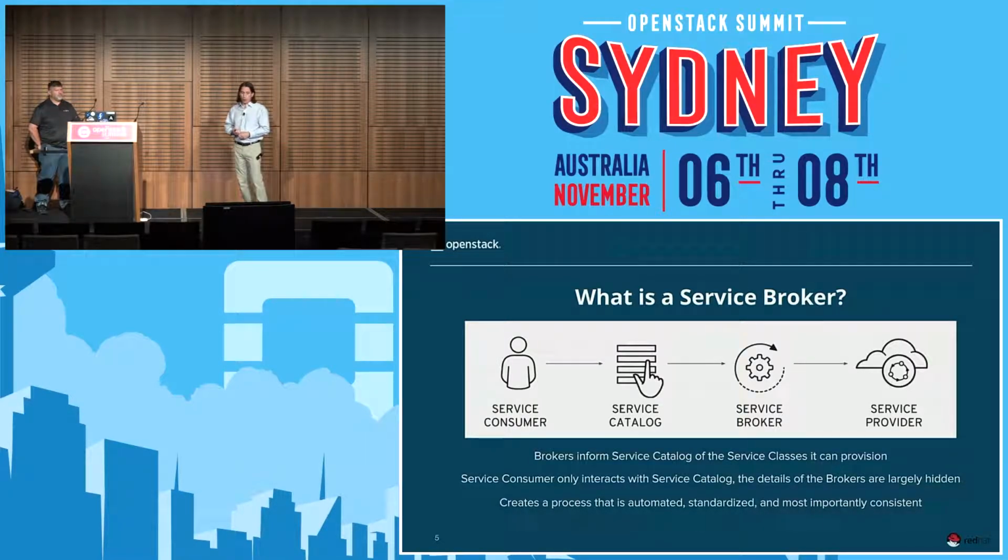So what is a service broker? A service broker essentially is what exposes services to the service catalog. And I'll show you a picture of what that looks like in a second. Consumers only interact with the service catalog. They actually don't interact with the broker. The broker is hidden for the most part, because it's just operating, doing all the legwork. The front end is really what the consumer is interacting with, to order and provision that service. That's essentially how it's working.